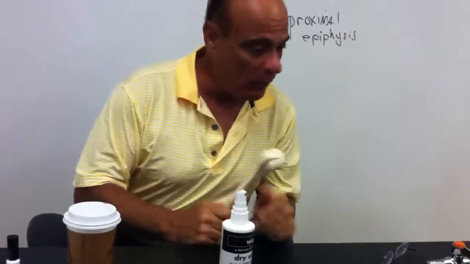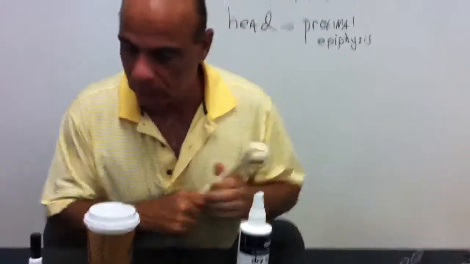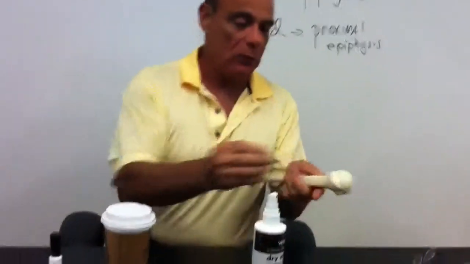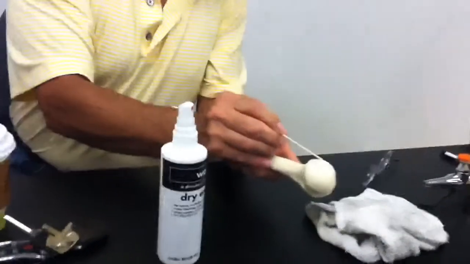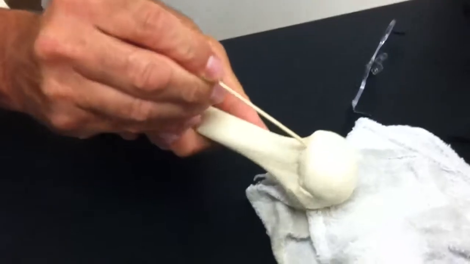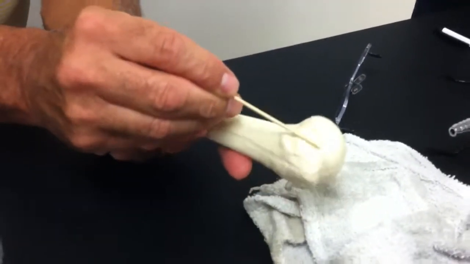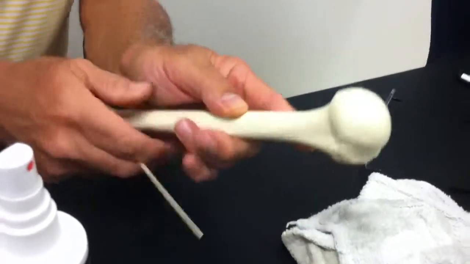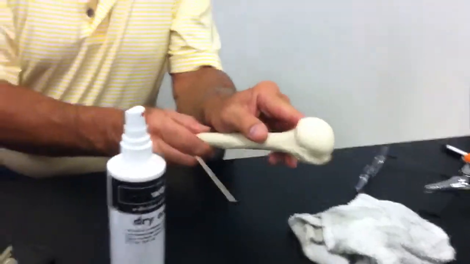Okay? Directly behind the head is a thin line of bone. Can you see this thin line of bone? Right there, that thin line. Right here. That's called the anatomical neck. That's the anatomical neck of the humerus, that line.